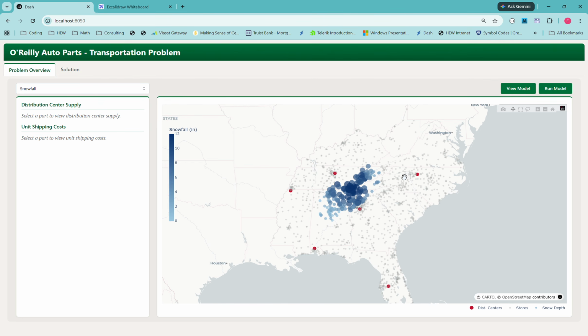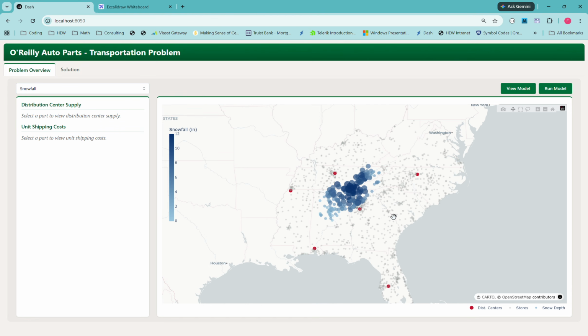What I did, that's actually been a couple of years ago, is write some code to scrape the O'Reilly corporate website and identify the locations of stores and the location of distribution centers. So the little gray dots here represent stores in the southeast part of the United States, and the bigger blue dots represent stores, but now we're going to assume that these stores have been affected by snowfall.